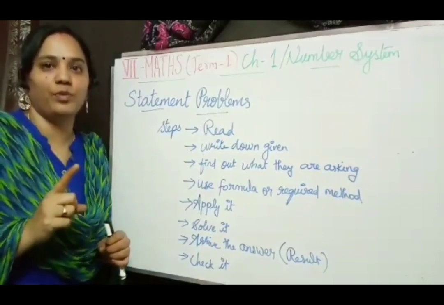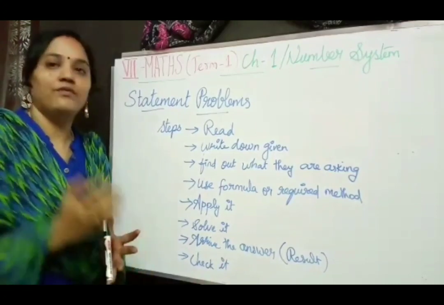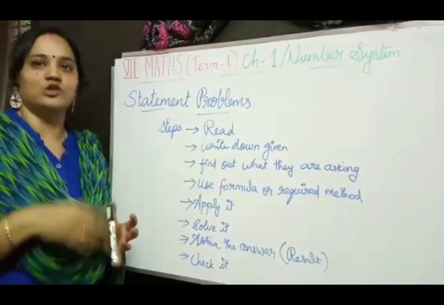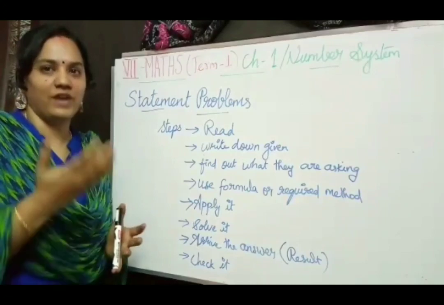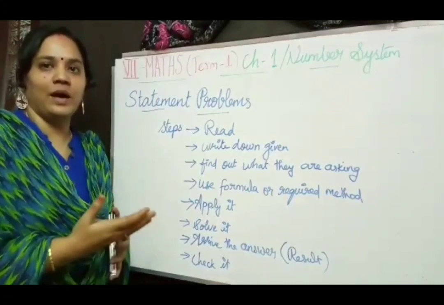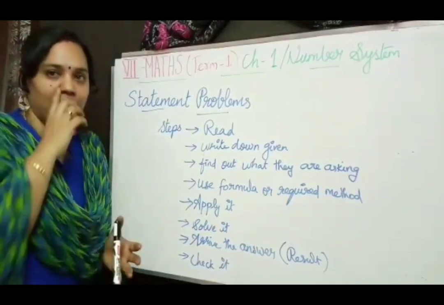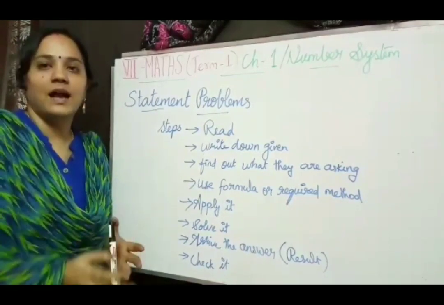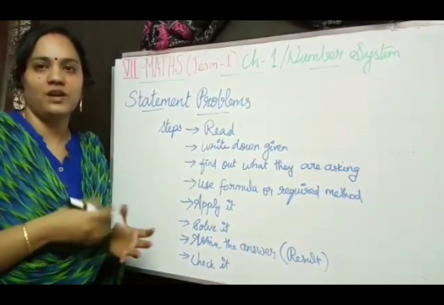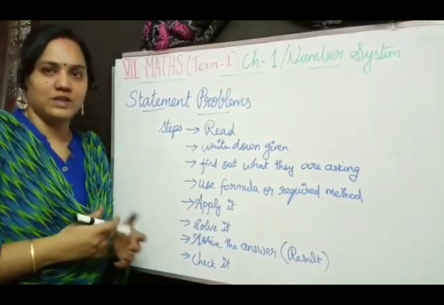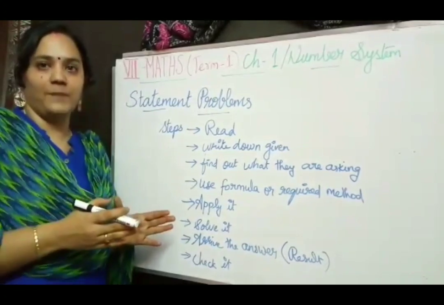We have to read the problem thoroughly. Then we have to write down what is given. Then find out what they are asking us to find out. Then use the required formula or required method. If we have a formula, you can use that formula or you can use the required method. Next one, apply it. Apply it means substitute it. Next one is solve it. Using the operation, you can either multiply or divide or add or subtract. Finally, arrive at the answer. That is the result.